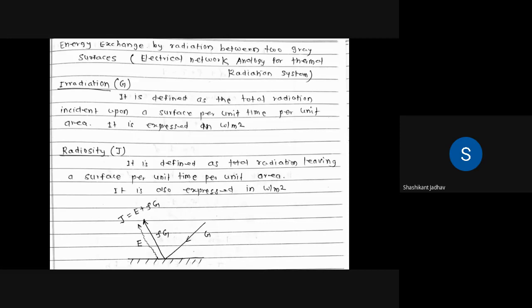Did you understand? What is the meaning of irradiation? It is defined as the total radiation incident upon a surface. That means the radiation which is incident on the surface per unit time and per unit area, that is nothing but irradiation.